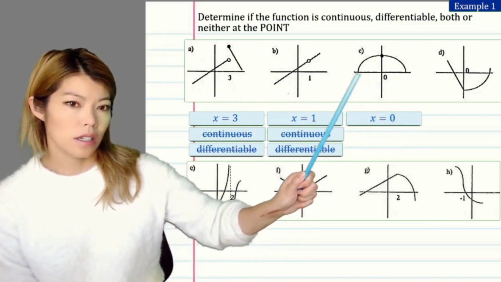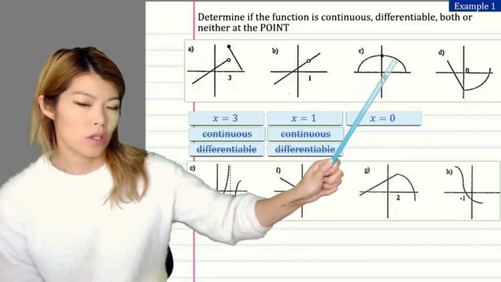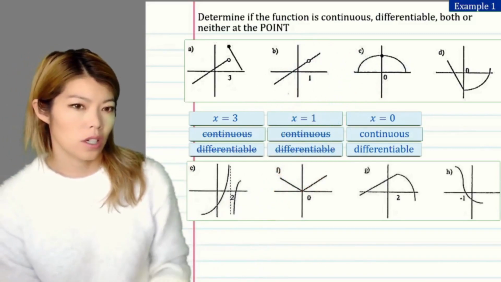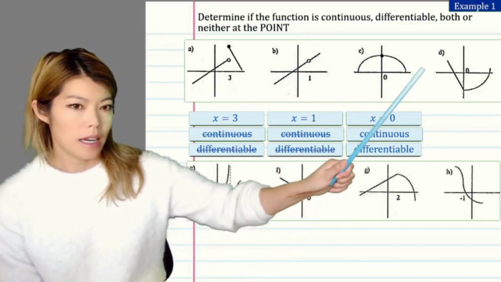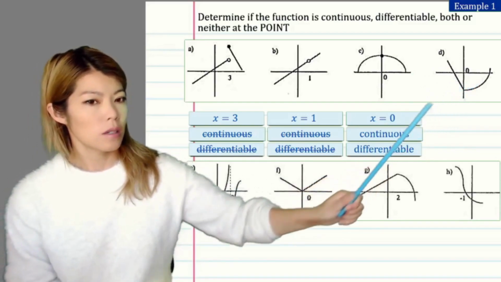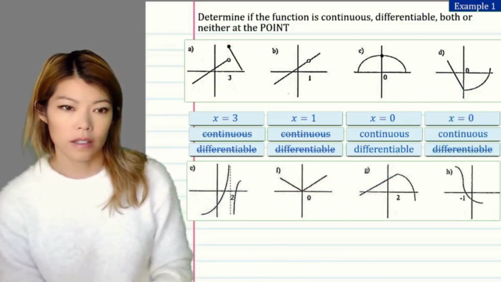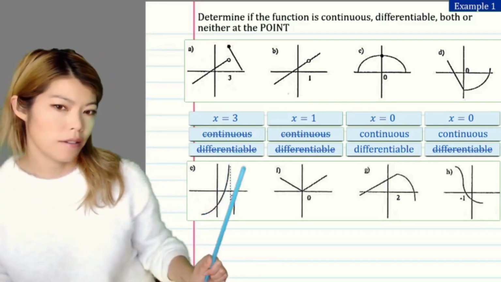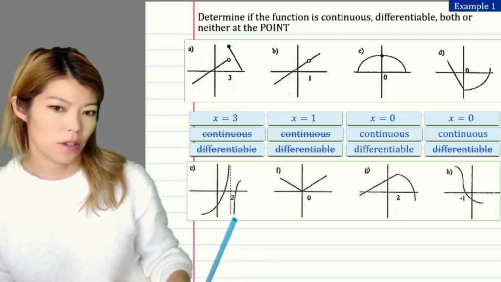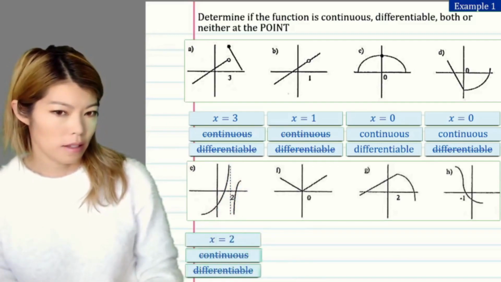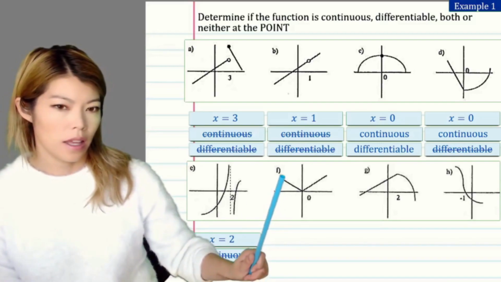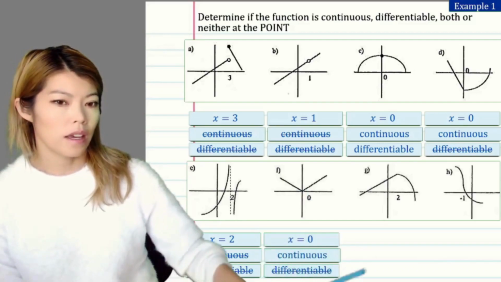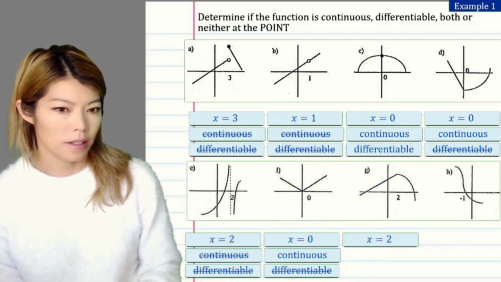At x equals 0, it's a black dot, so we do go past that point. So it is continuous and it is a smooth section, so it is differentiable as well. At x equals 0, we can see that it is continuous, but it's not smooth, so it is not differentiable. Over here, we lift up pen or finger to go to the next part, so it's not continuous and therefore not differentiable. This one, it is continuous, but again it's sharp, so it is not differentiable. This one is the same as that.